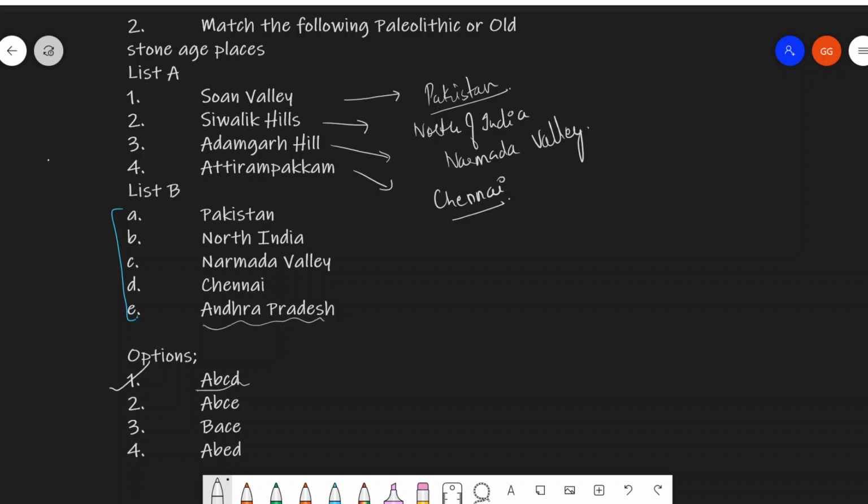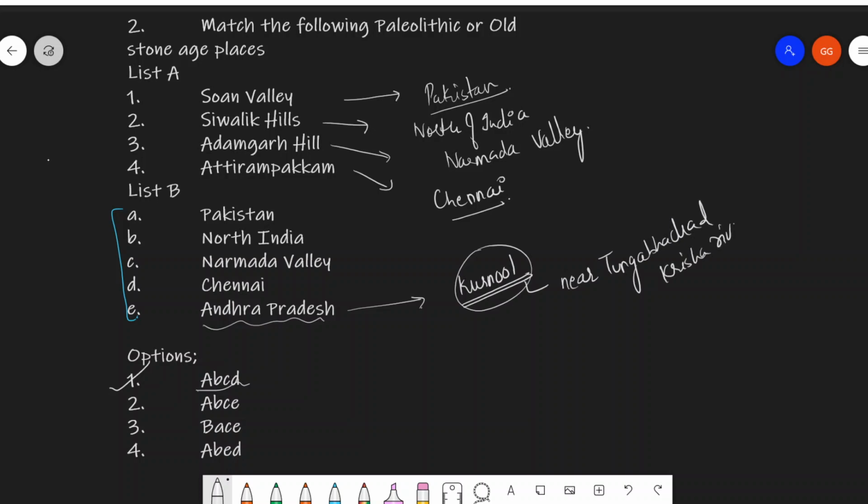Andhra Pradesh also has an important location pertaining to the Paleolithic or the Old Stone Age place, but that is not Atirampakkam, that is actually Kurnool. So this is an additional bit. Please understand Kurnool is located in Andhra Pradesh and it is basically near Tungabhadra and Krishna river. So this is the correct answer.